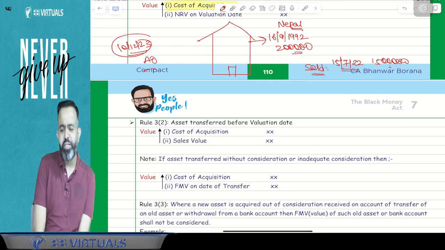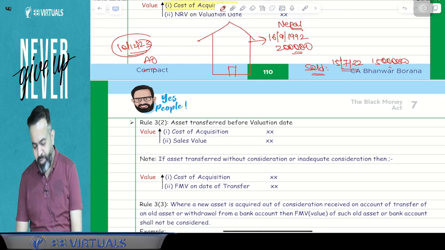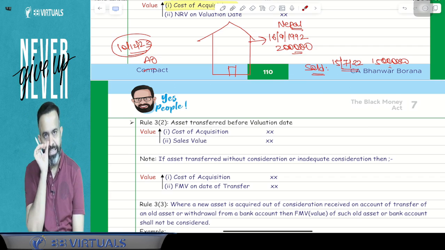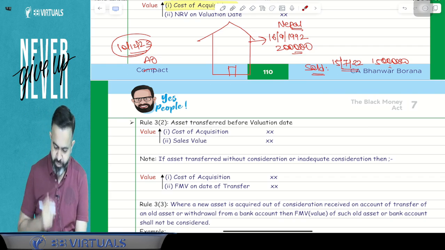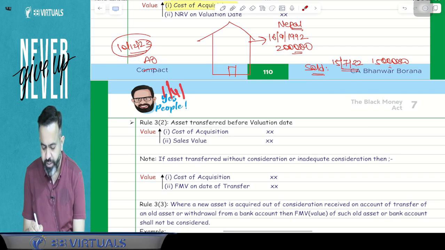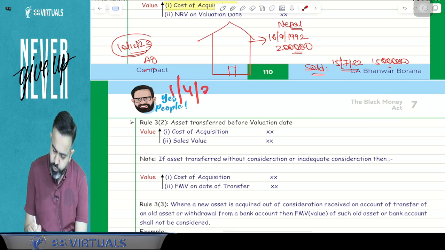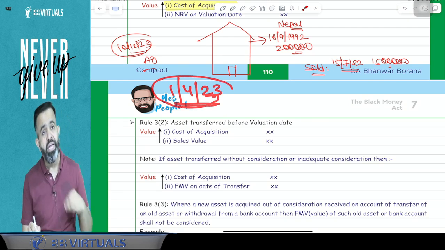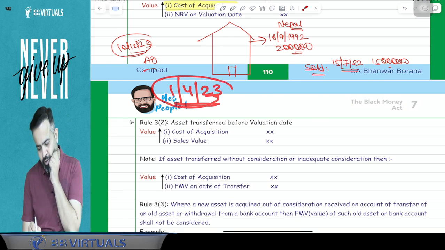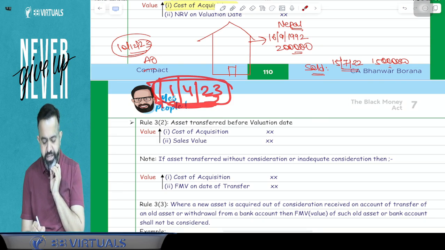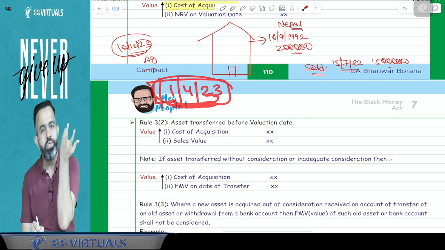Then, sir, how to determine the value? Because the cost of that asset was 2 lakh, but I have sold that asset. On the valuation date, I don't have the asset, because the valuation date will be 1st April 2023. So on 1st April 2023, I'm not having any asset outside India. Then, sir, how to determine the value?